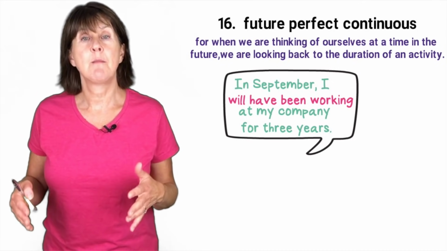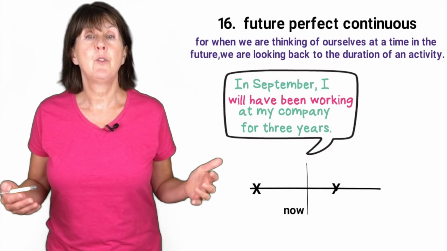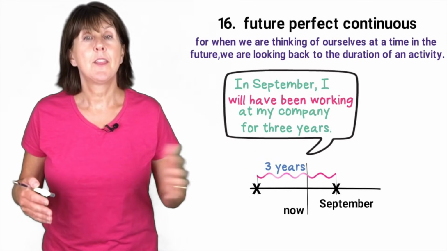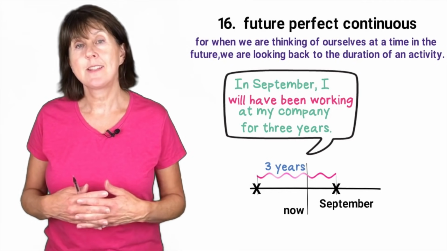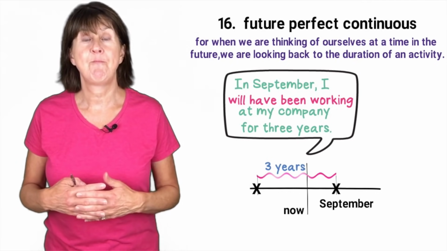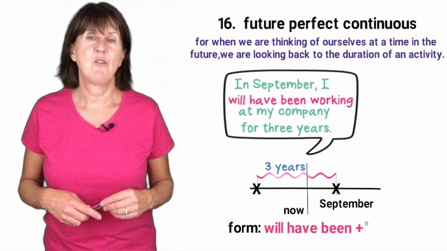So on the timeline, you started in the past, it could be the present or the future, and you're looking back at the duration of your work. So remember, a continuous tense looks over a period of time. The form is will have been plus the ing form of the verb.